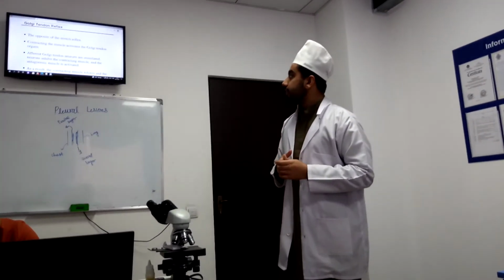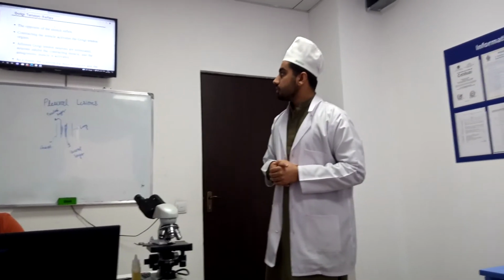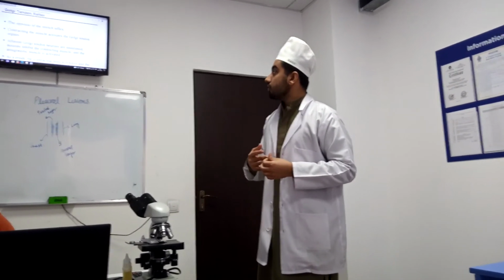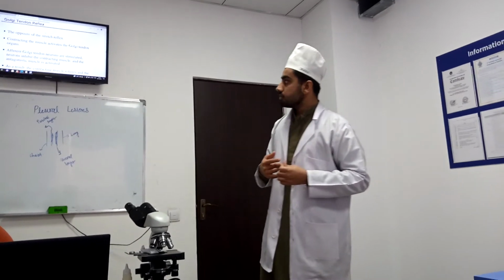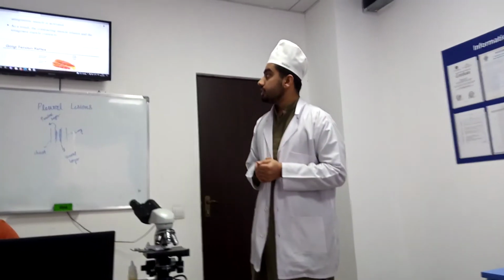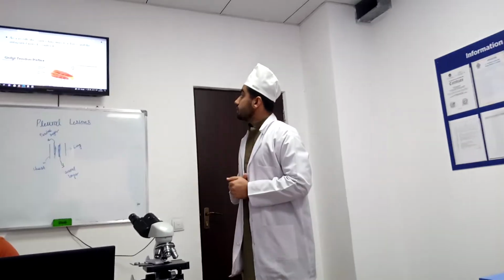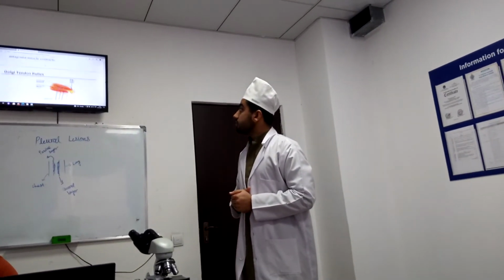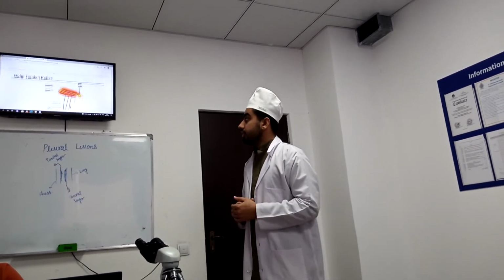Contracting the muscle activates the Golgi tendon organs. Afferent Golgi tendon neurons are stimulated. Neurons inhibit the contracting muscle, and the antagonist muscle is activated. As a result, the contracting muscle relaxes and the antagonist muscle contracts.